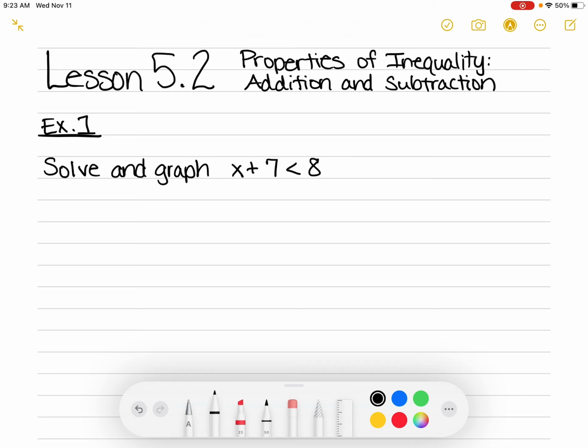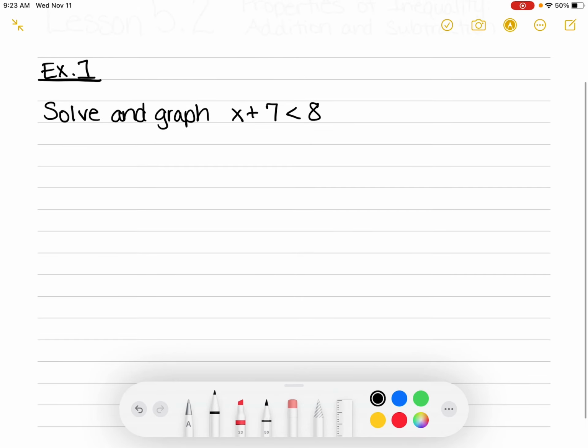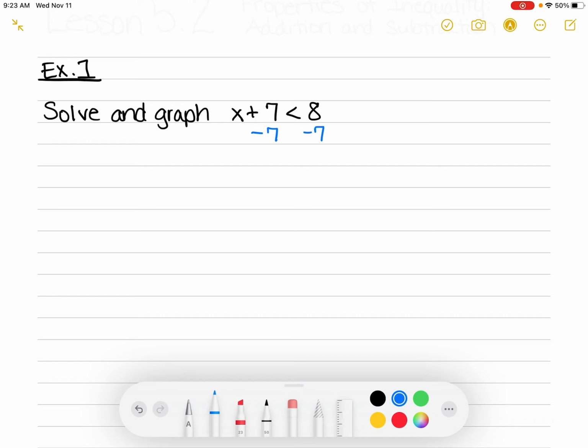Okay, so to solve this, we're going to do it just like we would solve an equation. We're going to subtract 7 from both sides. And so our answer is x is less than 1. And that's our answer. Now we're going to graph it right here. And since it's 1, I'm going to put a 1 in the middle, then 2, 3, 0, and -1.